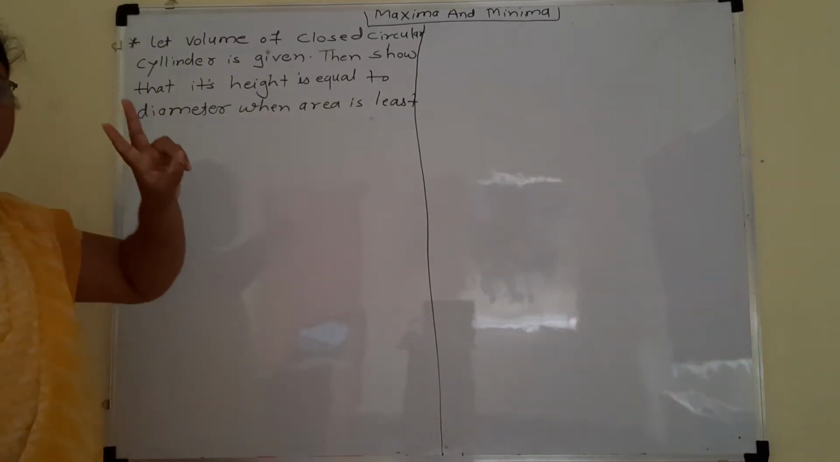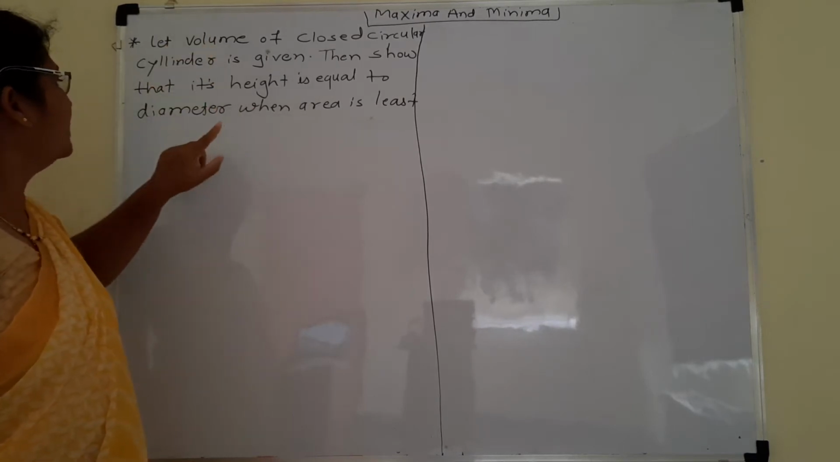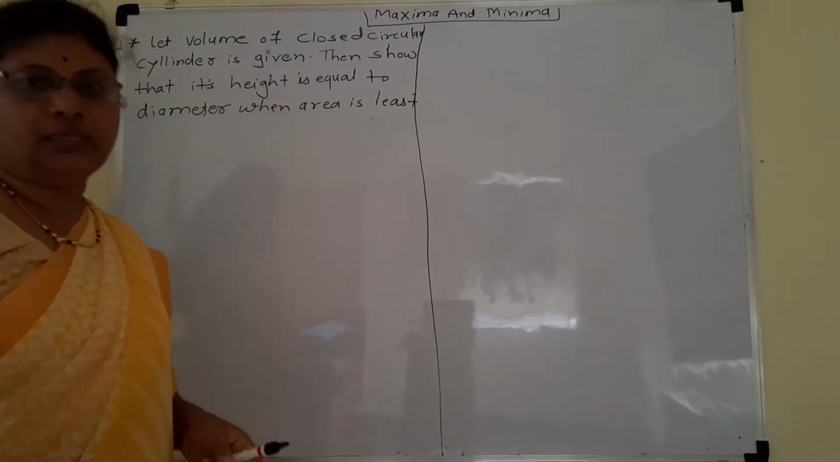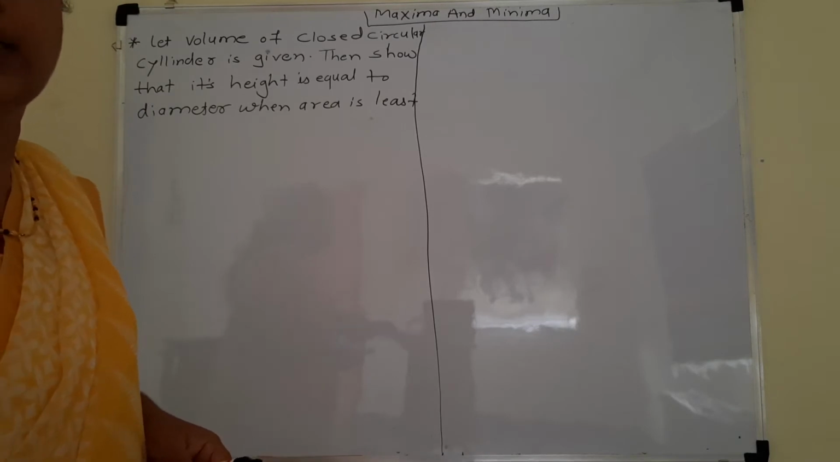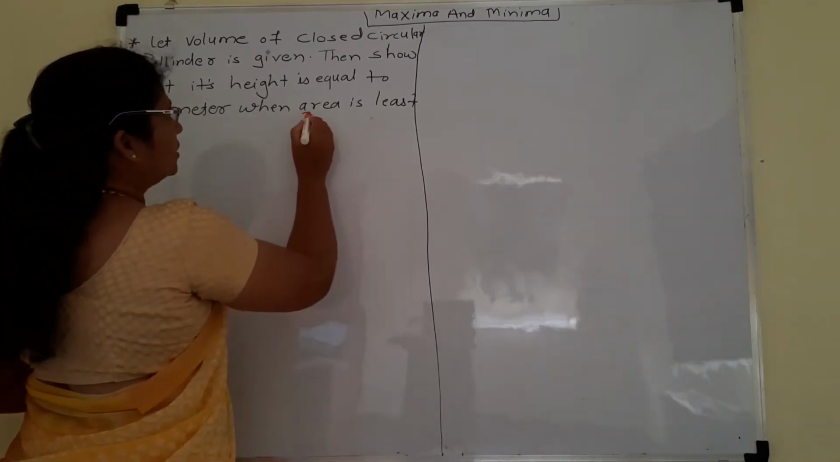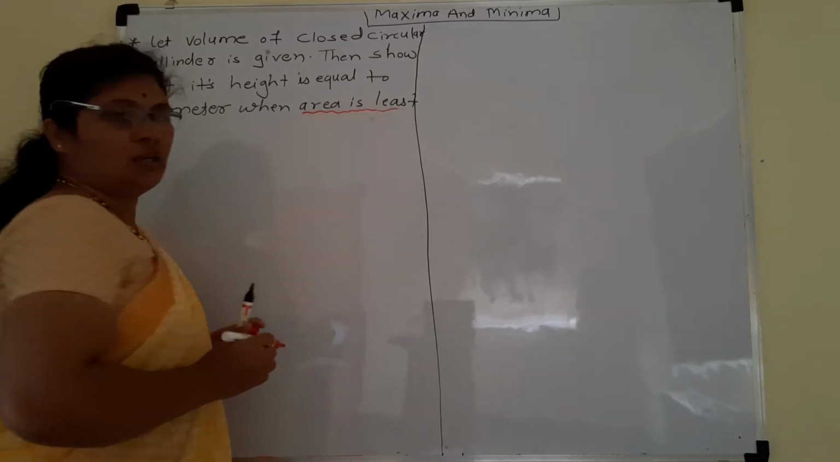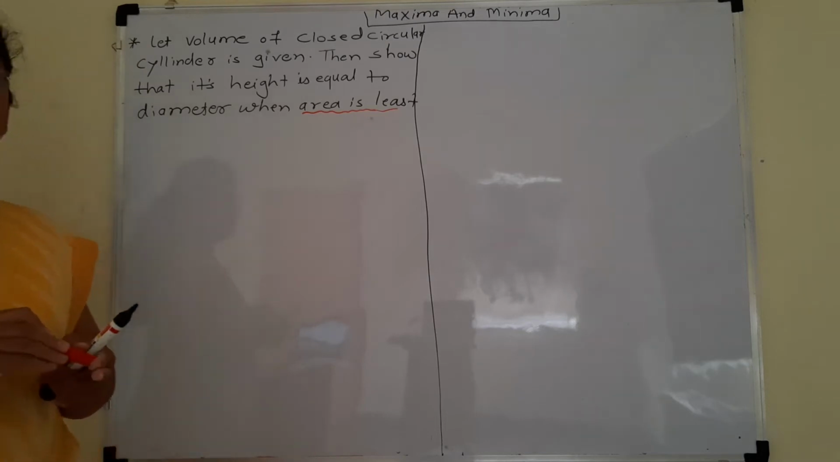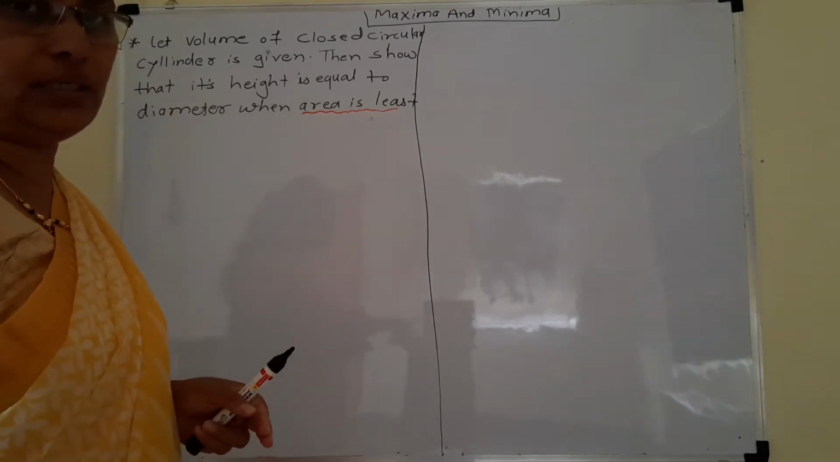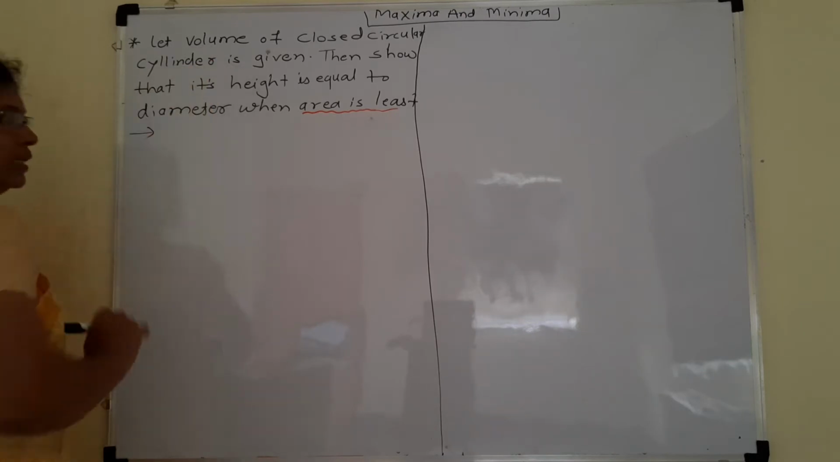There are two formulae we have to use in this example. First of all, the volume of the cylinder, and second, the area of the cylinder. Remember, the cylinder is closed, so we have to consider the total area of that cylinder. Let us consider the given things. Volume of the cylinder is given.